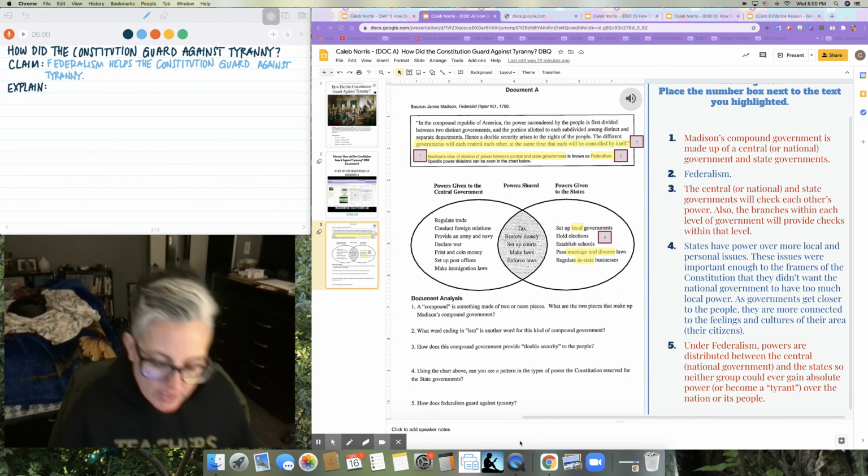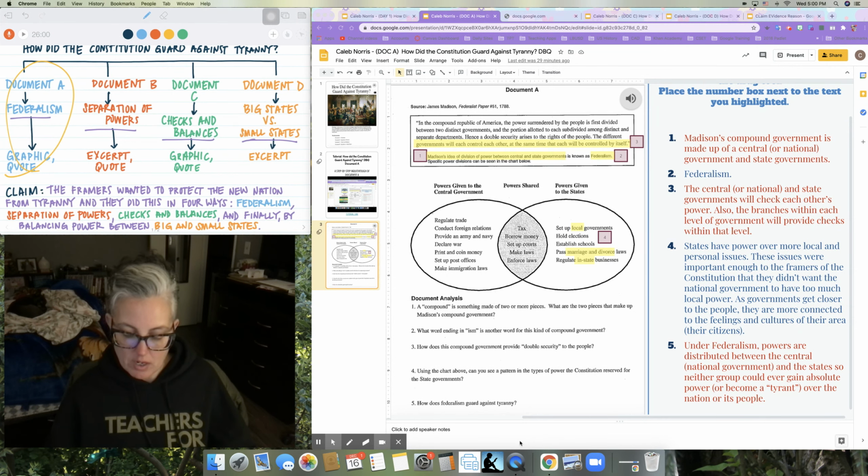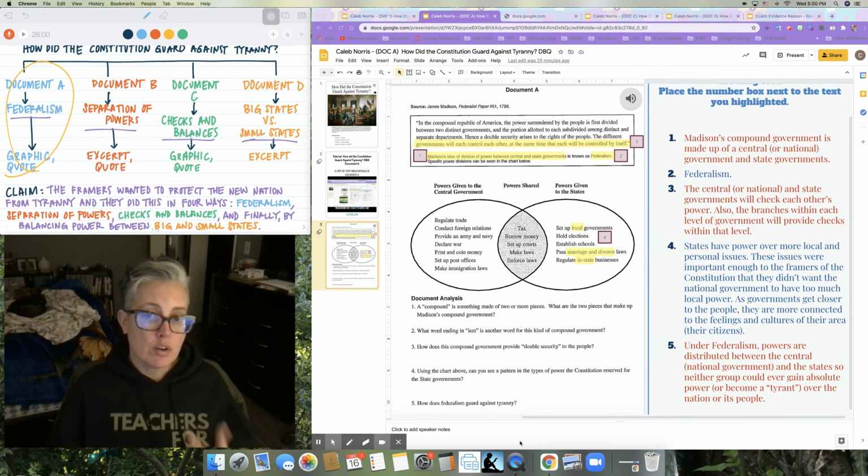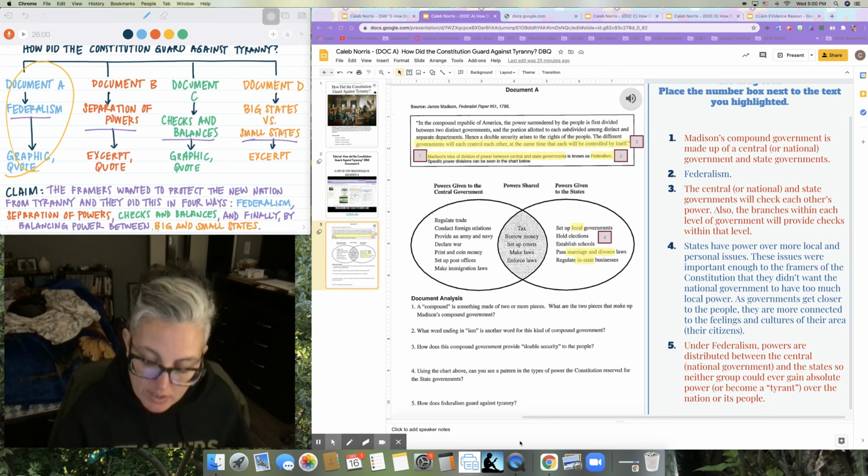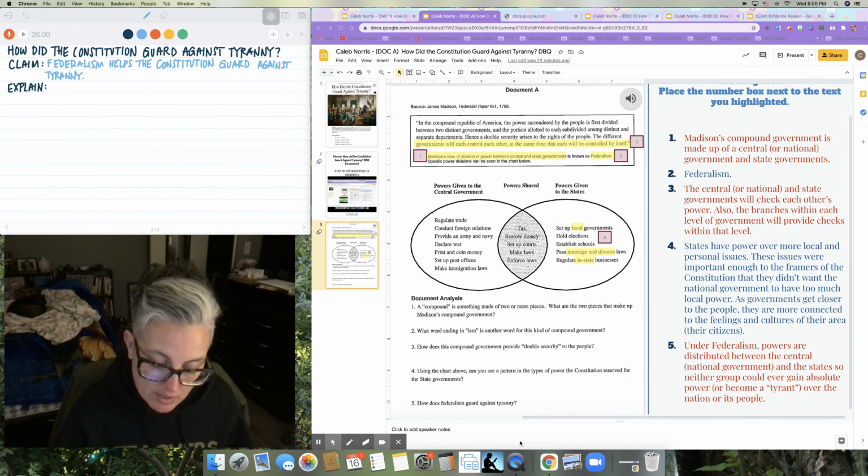So when you are writing yours on either separation of powers, checks and balances, or big states versus small states, make sure that you are offering an explanation of what it is so the audience, which will be me, knows that you know what you're talking about. Okay, so let me write an explanation here.